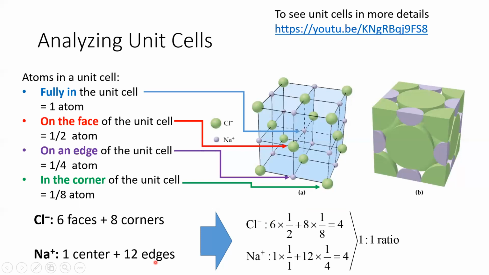If we were to look at the sodiums, one of the sodium ions is in the middle. And 12 of them are along the edges. So one quarter of 12 is three. Three plus one gives us four. The ratio of chloride to sodium is 4 to 4, or 1 to 1 in our unit cell.